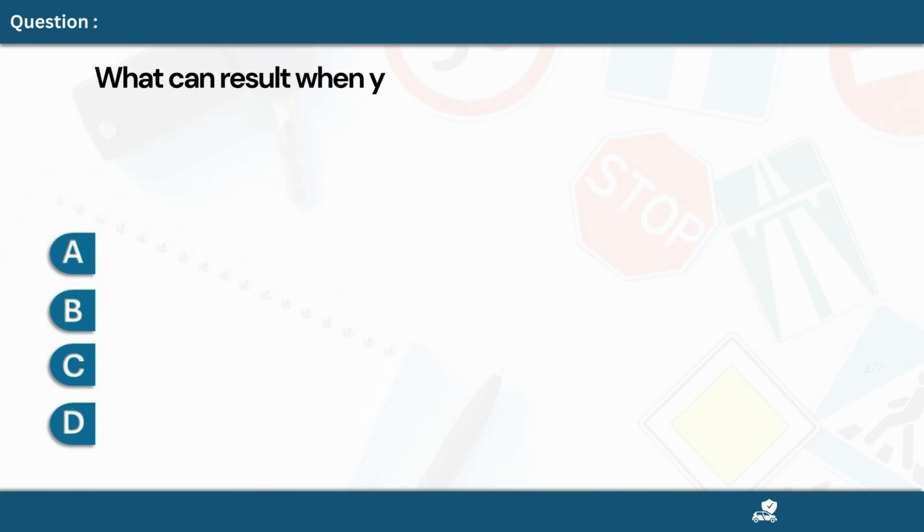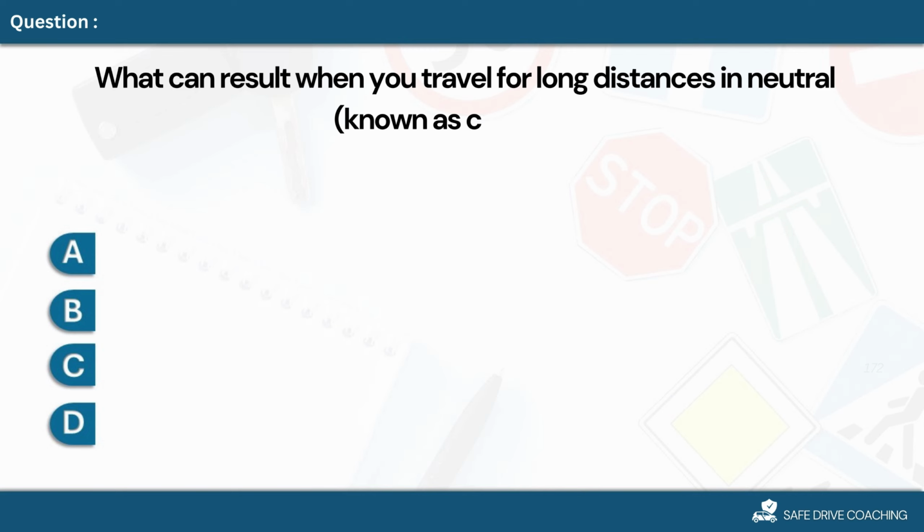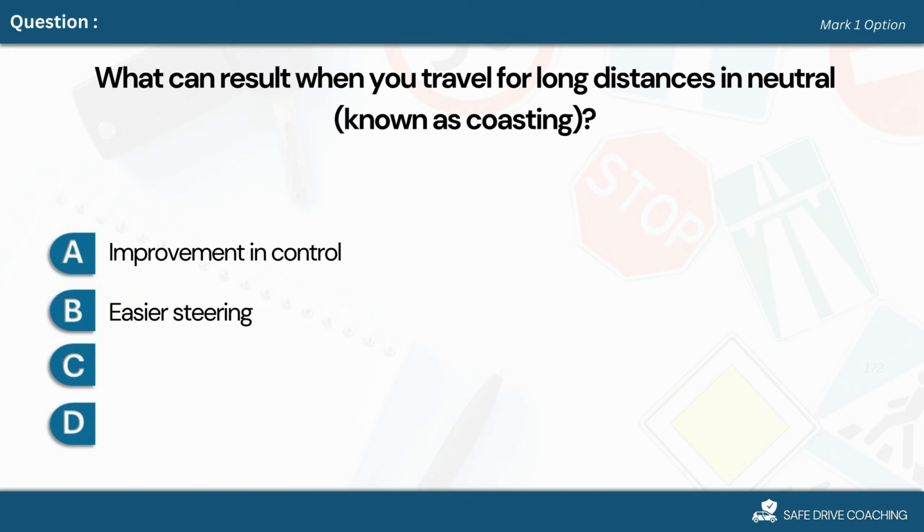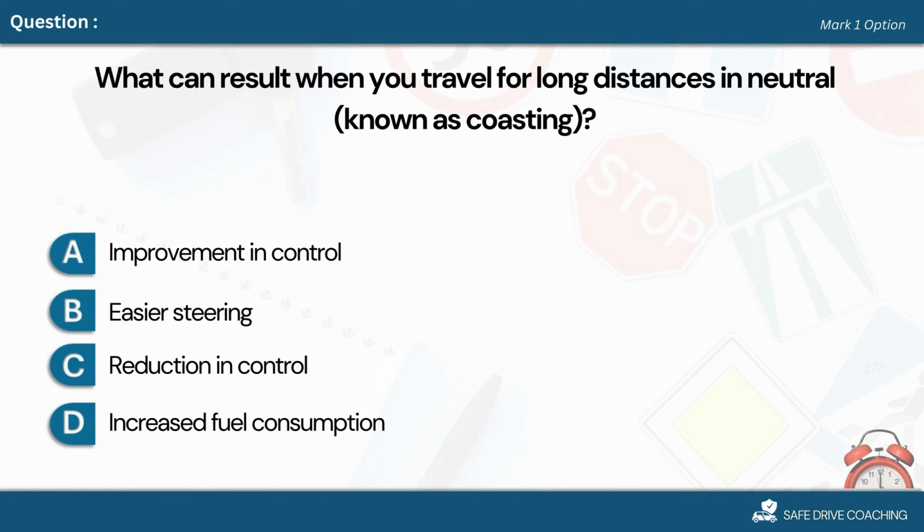What can result when you travel for long distances in neutral, known as coasting? A. Improvement in control. B. Easier steering. C. Reduction in control. D. Increased fuel consumption. The correct answer is C. Reduction in control.